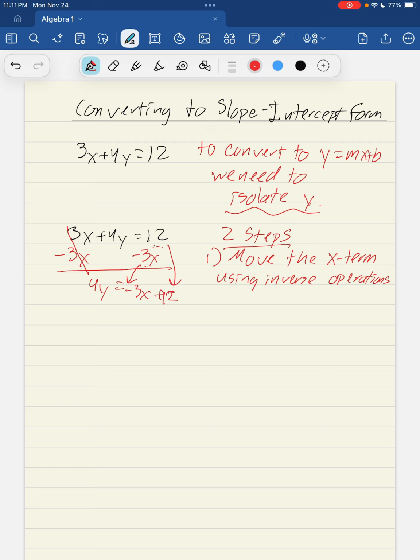Why do I like to do that? Because remember, we're trying to get this into y equals mx plus b. With the slope-intercept form, the x comes first, so I like to do that in my solving. After we move the x, our second step is divide by whatever is in front of the y. So we're going to divide each term by the value in front of y.